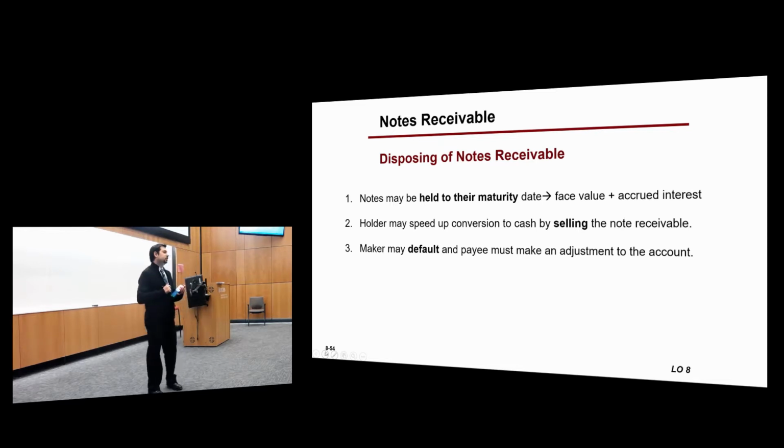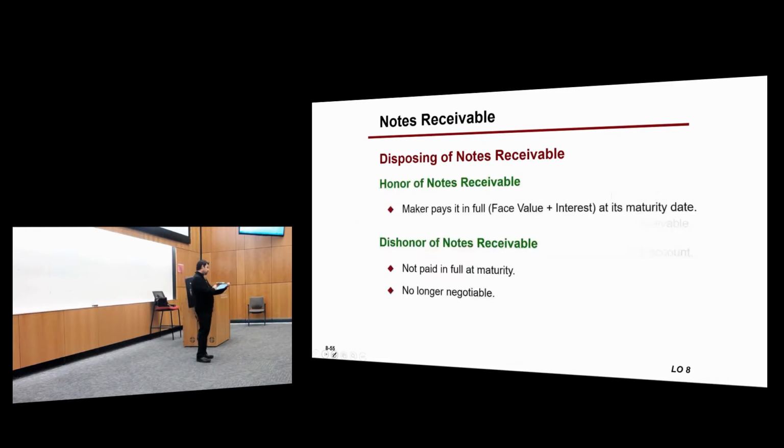In certain cases, the maker of that note receivable might default. When they default, the company will have to make an adjustment, because it's not always that when they default, they will write off that account. They will convert it back to accounts receivable if they have hope that they will receive the money. If they don't have any hope of receiving the money, then that will be a different story. So let's see how this is done.